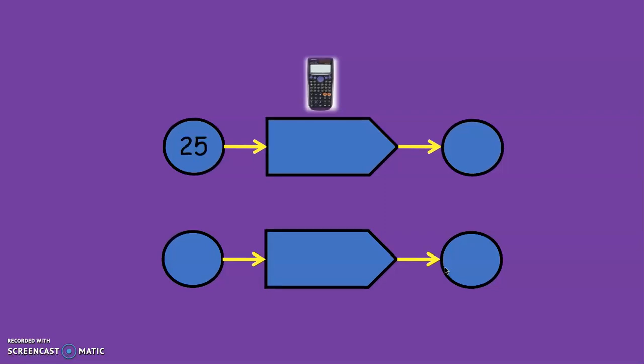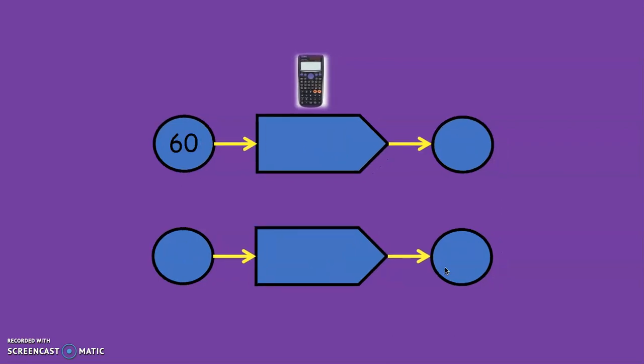So I'm going to start with 25. The function is going to take away 16, so what will come back out of the function? 9 will come back out of the function, okay? This time I'm going to put 4 into the machine. I'm going to multiply it by 8, so what's going to come out of the function? 32 will come out of the function, okay? 8 times 4 is 32.